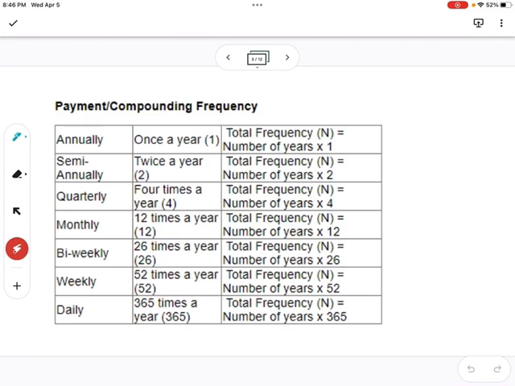Our number of times is in the chart here. So semi-annually means twice a year. Quarterly means 4 times. Monthly is 12. Bi-weekly is 26. Weekly is 52. And daily is 365. Okay, so these are amounts that you should know. If you're not sure of that, then as you work through it, you'll start to remember what each of these terms means.